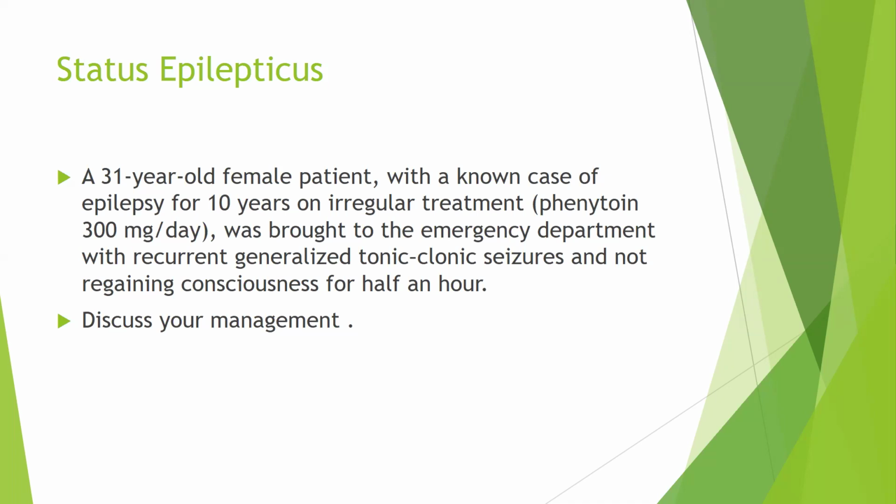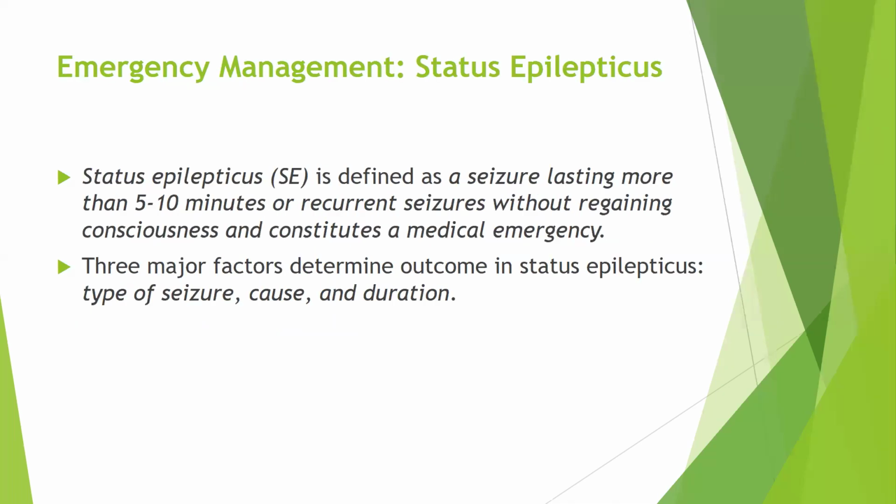So the first thing is that you need to make a correct diagnosis. What is the diagnosis for this patient? You will see that this patient is already in status epilepticus. It's a known epileptic patient who has not been regular on medication, that is having convulsive status epilepticus. So if I'm going to ask you the diagnosis, this is convulsive status epilepticus. So the question is, discuss your management.